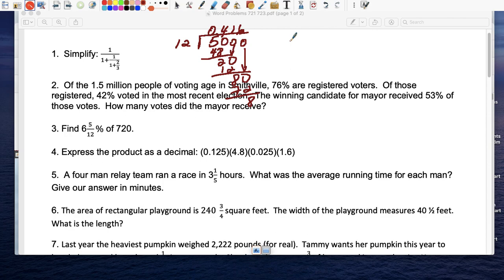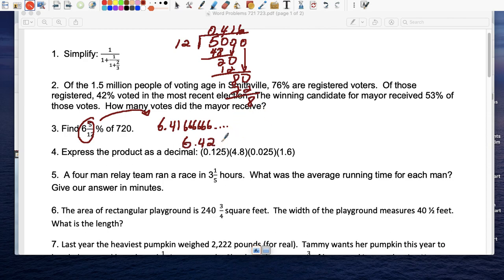Yeah, it's going to be a repeating decimal. So we're going to take that and stop right here. So that becomes 6.416, or if we round to the nearest hundredth, 6.42. So this is what that looks like, right? Forever and ever. So this is what that number becomes. So if we round to the nearest hundredth, 6.42, right?